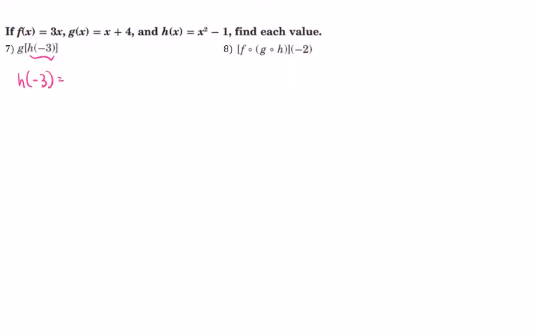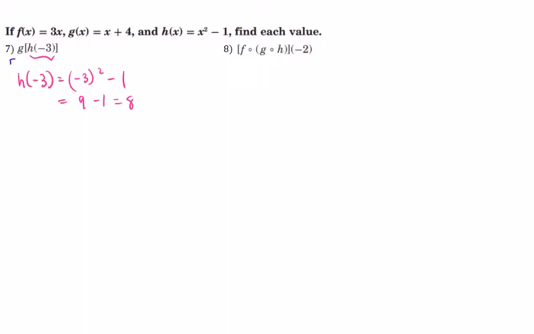So here's h, right? It's just going to be -3 quantity squared minus 1. Don't forget to put parentheses around, especially negatives when you plug them in. All right, so now just some PEMDAS. -3 squared is +9, minus 1 is 8, right? So h of -3 is 8.